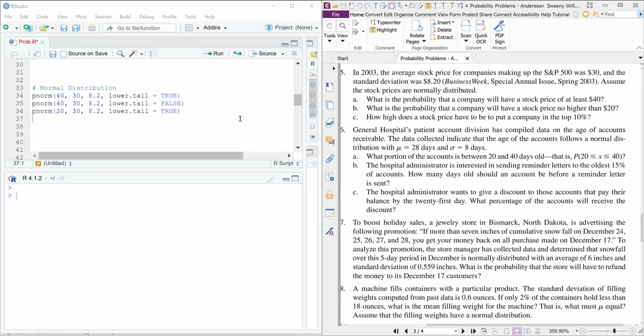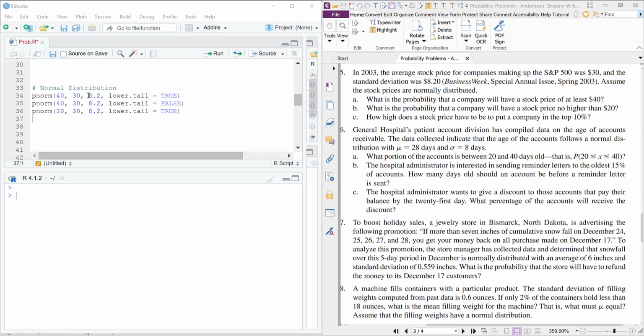In RStudio, there are two types of functions. One is pnorm and the other is qnorm. When we are given all the values of x, mean, and standard deviation, then we use pnorm. And over here, one very good feature is that it requires specifying whether it is the lower tail or the upper tail.